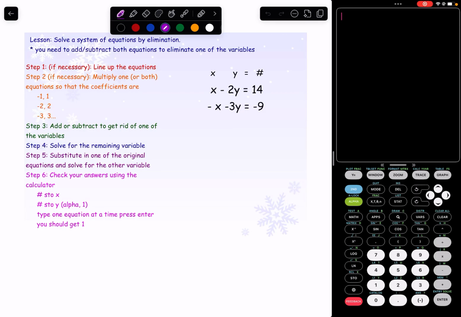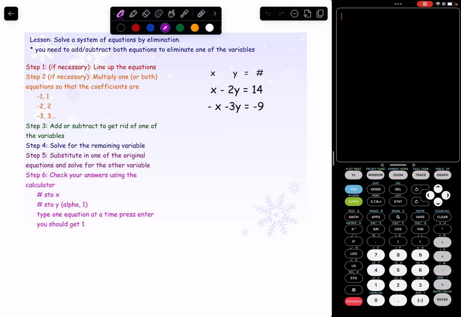Hi students, this video teaches how to solve a system of equations using elimination. You can follow these steps on the left to solve any system of equations using elimination, and I'm going to show you how to do two different problems.